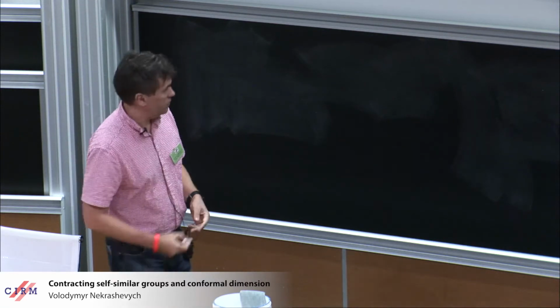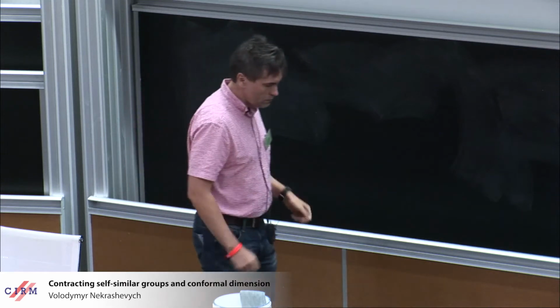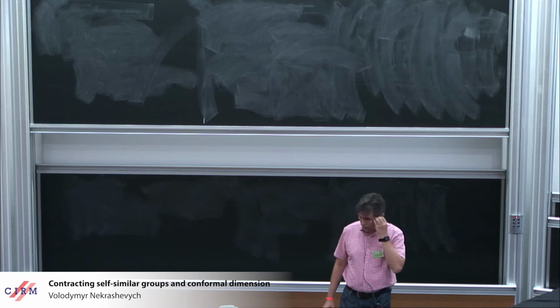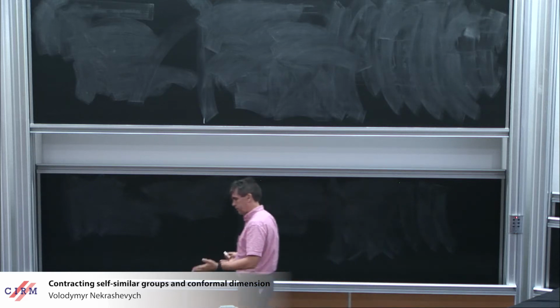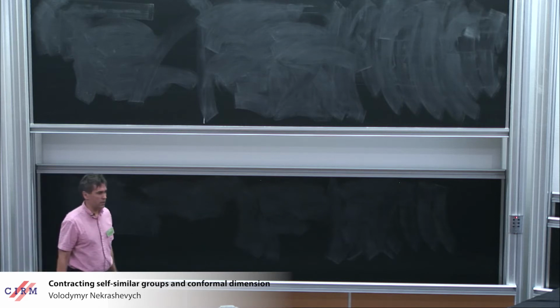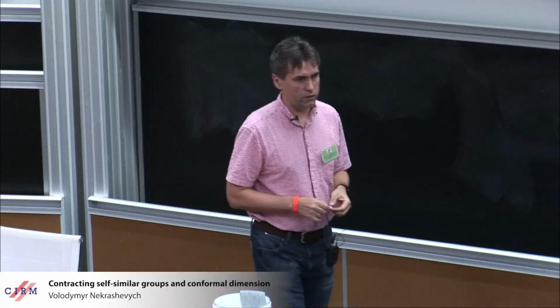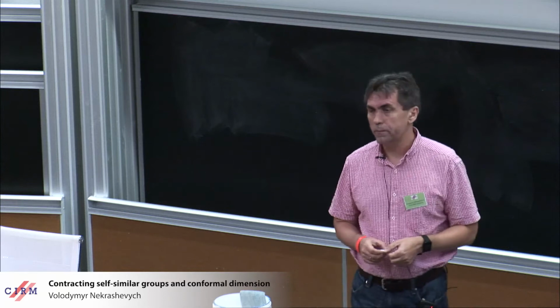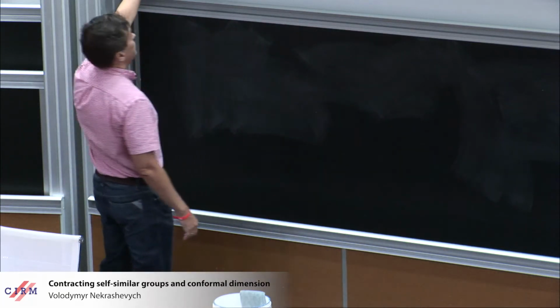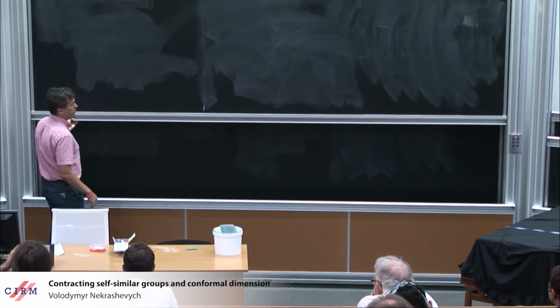I'll talk today about, basically, it's a project more than I will formulate several theorems, but it's more like a project, an attempt to study Alfors regular conformal dimension using group theory. So how could that be achieved? So let me start from the setting.